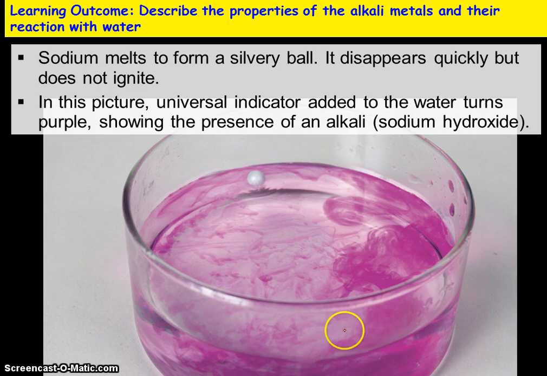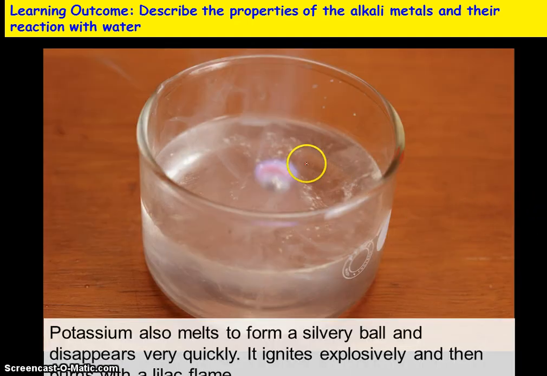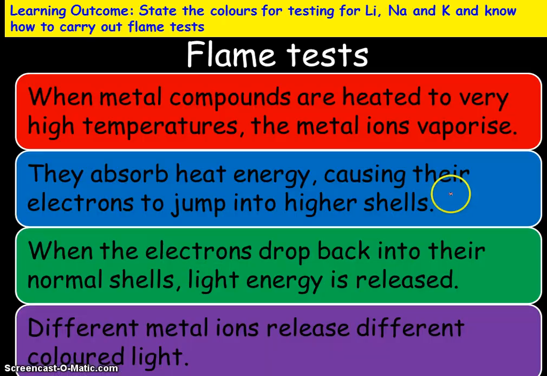You can see in this case the water's had universal indicator added to it, and it's turned purple, and this is an indicator that we've got an alkali solution, the alkali being sodium hydroxide. So remember, any hydroxide is an alkali. And then you've got potassium, and now you can see that it's burning with the lilac flame, slightly more explosive, slightly more vigorous. And so this is the most violent reaction because it's the most reactive.